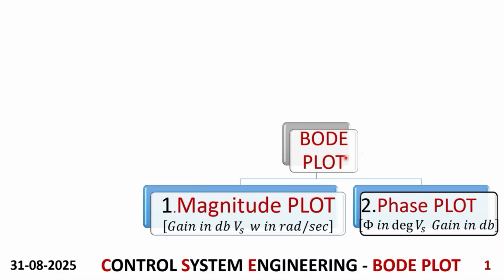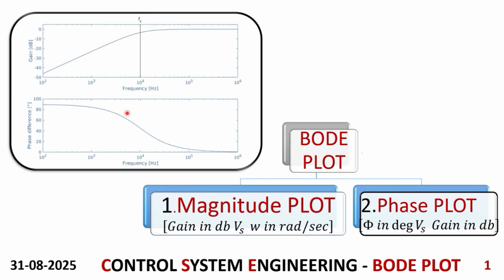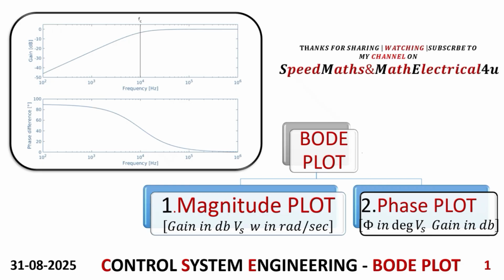We are going to sketch the Bode plot, in which we need to construct two plots. One is the magnitude plot, the second is the phase plot. So gain in dB versus frequency will be our magnitude plot. Phase difference versus frequency will be the phase plot.